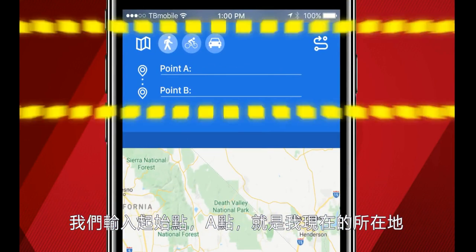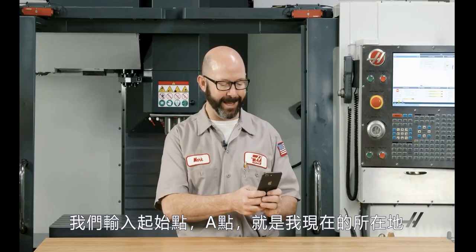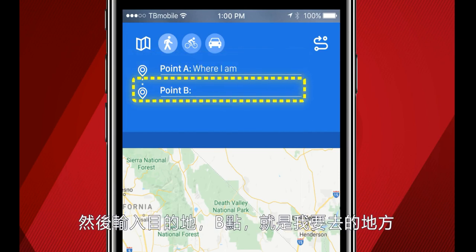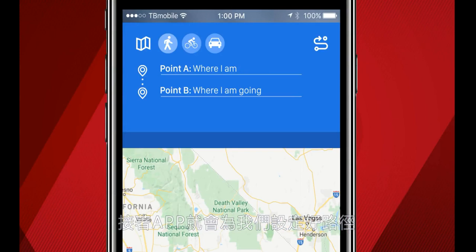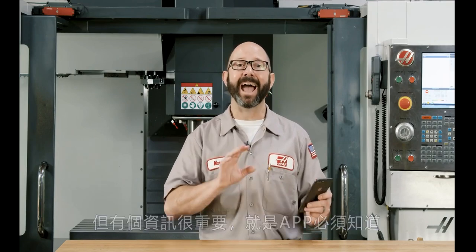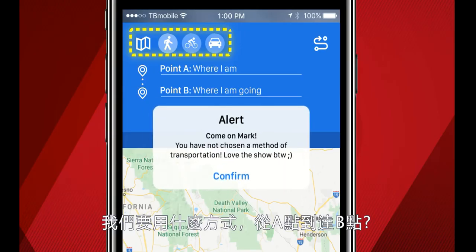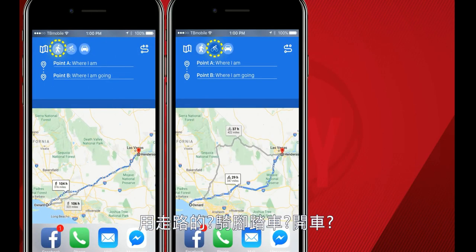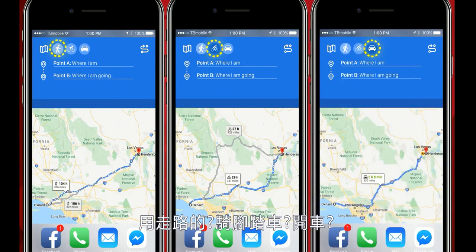We enter a starting position, point A, where I am, and then we enter a destination, point B, where I am going. And with that information, the map creates a route for us. Kind of, almost. We actually missed a critical piece of information here. The app needs to know how we intend to get from A to B. Am I walking? Am I riding a bicycle? Am I driving? Those are completely different paths.